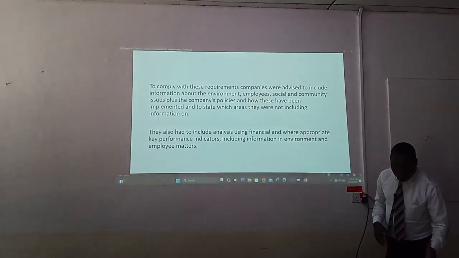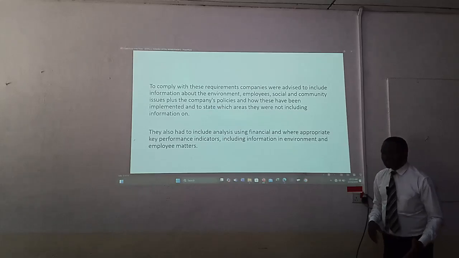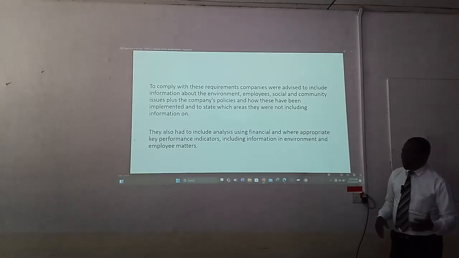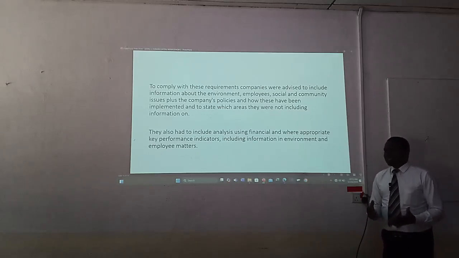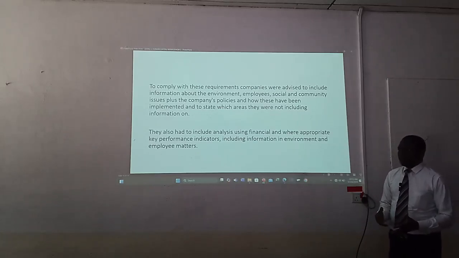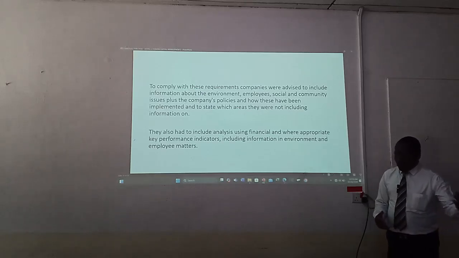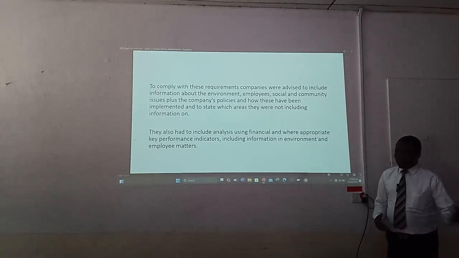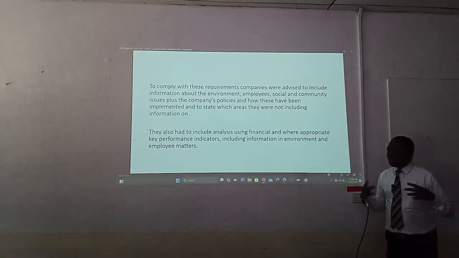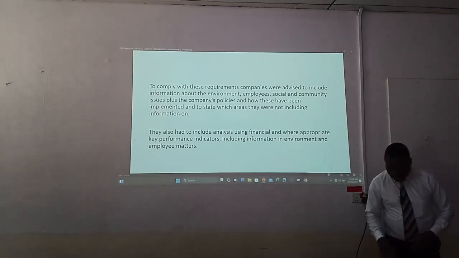It is also a requirement to give information about employees. If employees are not all qualified, it is time to talk about the development of the employees. My employees are not all qualified, and therefore we need some trainings here and there so that they can become qualified. These things must be put in the report as you are reporting to the investors.